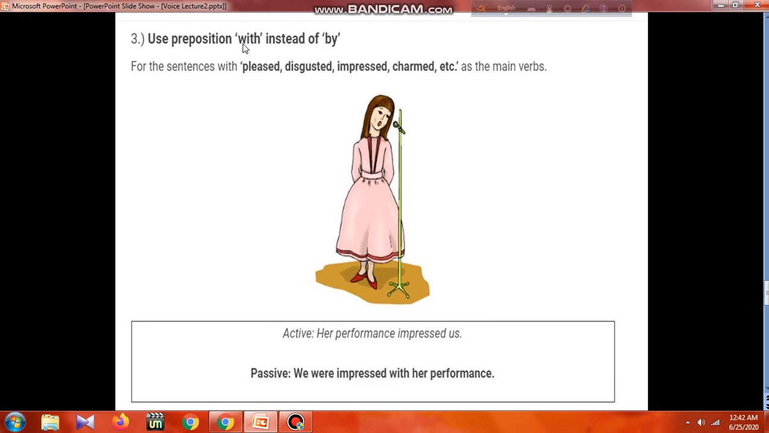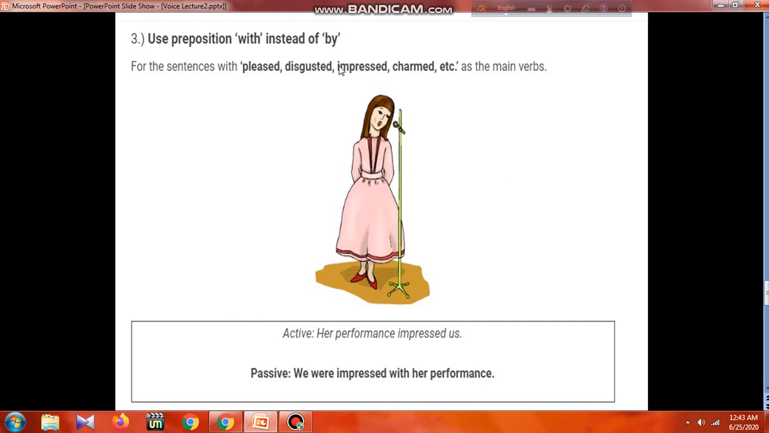Next it comes with. In some cases with is used, not by. For which verbs? Like pleased, disgusted, impressed, charmed, filled, satisfied, dissatisfied, with this much we use the preposition with. If you see the example, our performance impressed us. If we want to change it to passive, it comes, we were impressed with her performance.